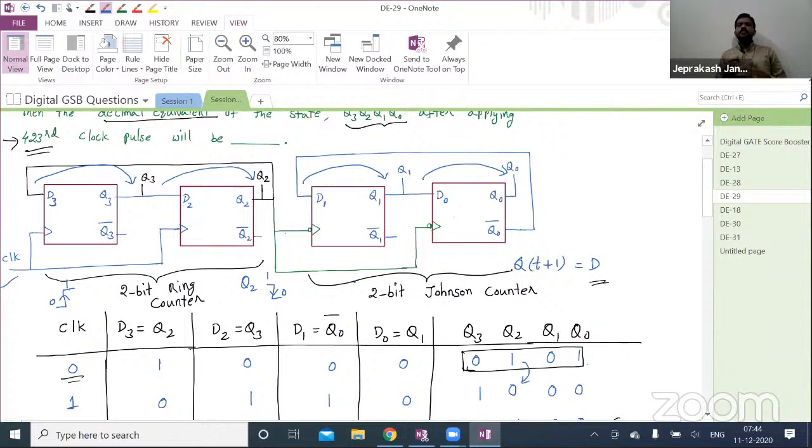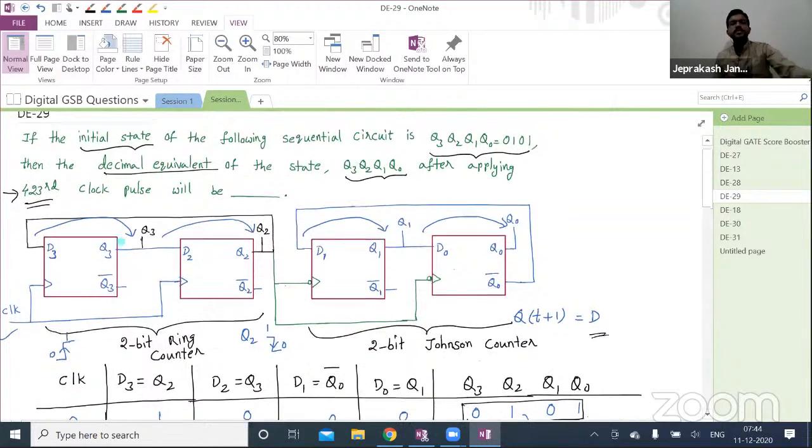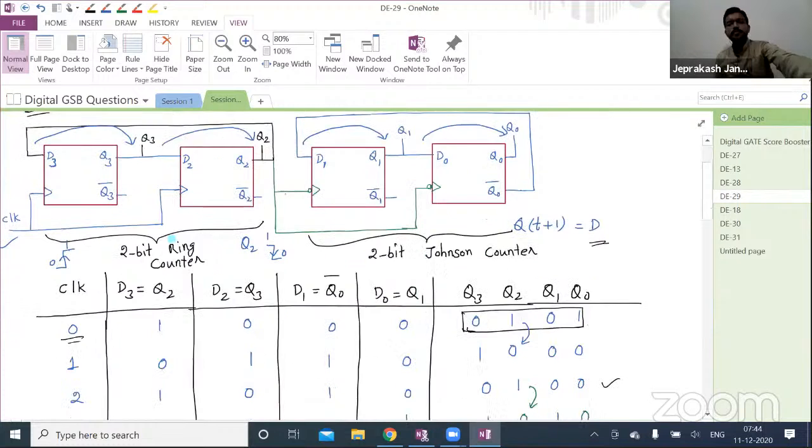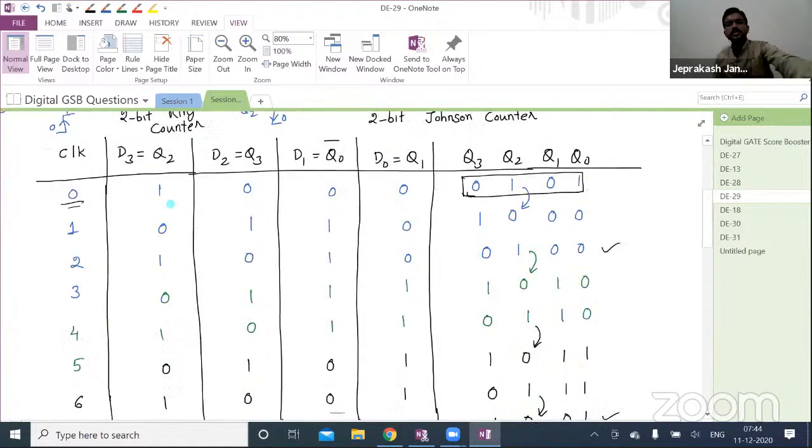Sometimes they will ask, what is the mod value for the counter of the given circuit? Then you evaluate the mod value here and the mod value here, and multiply those two mod numbers. That will be the overall modulus of the counter. Whenever they ask, after applying so-and-so number of clock pulses, what is the state? Then only you have to analyze.